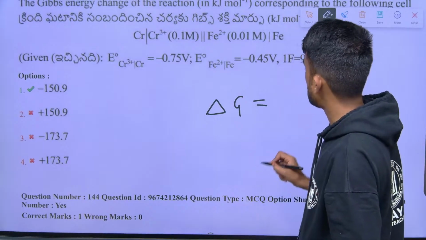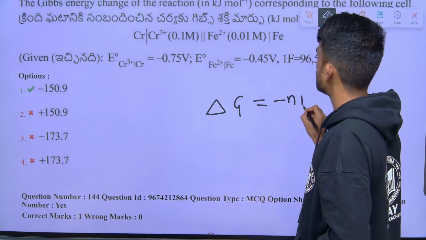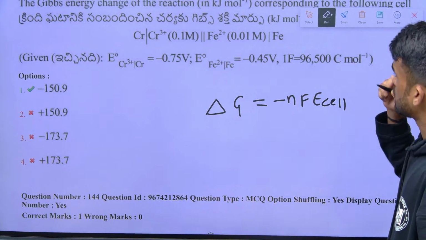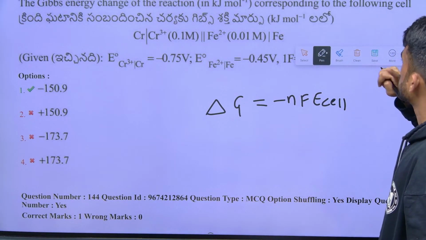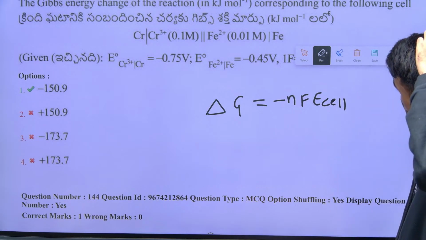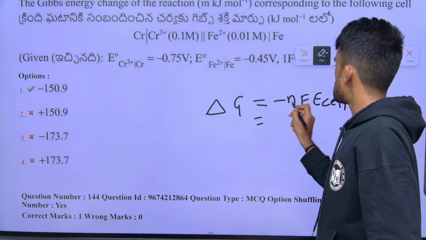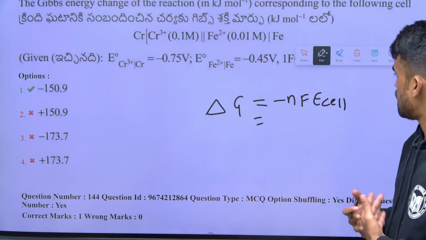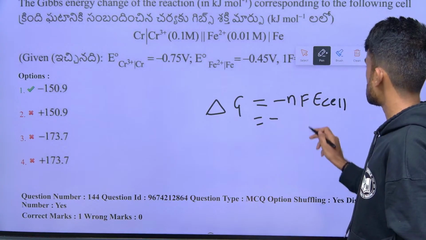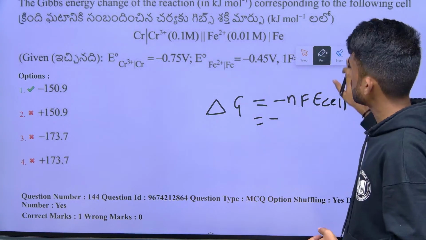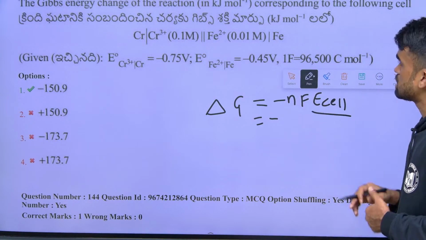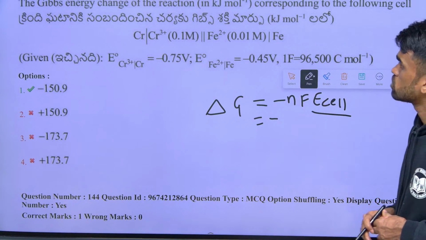So what is the formula? Delta G equals minus nFE cell, we can say. Okay, so like this we can say. Now n represents the number of electrons gained or lost for this particular process. F means Faraday. Okay, did they give the Faraday? Yes, the Faraday value is also mentioned. And what is this E naught cell value? Okay, so how do we do this?